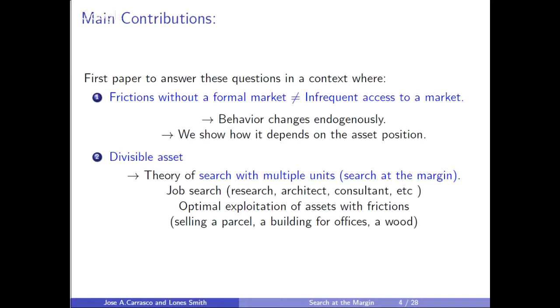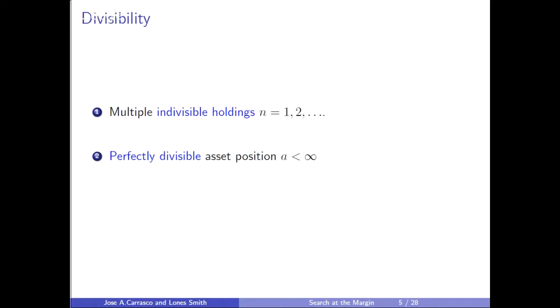Most of the literature in sequential search theory has focused on single units or indivisible assets. So we pose here a theory of search with multiple units, and that's what we call search at the margin. When I say divisible, that might mean many things.